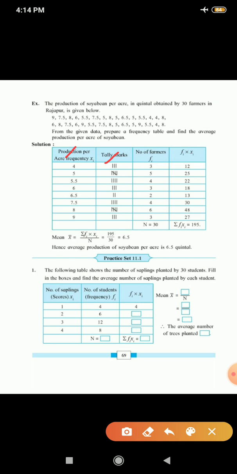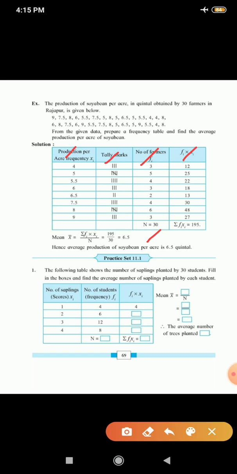Now the third column, number of farmers, Fi, so the frequency, from the tally marks. So 4, 3 times, 5, 5 times, 5.5, 4 times, 6, 3 times, 6.5, 2 times, 7.5, 4 times, 8, 6 times and 9, 3 times. So n is equal to 30. It is given on the top as 30 farmers. So if you don't get 30 here, there is something wrong. So that 30 should tally. Now let's go to the last column.